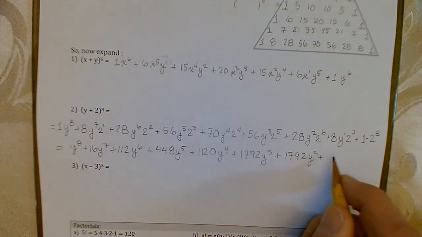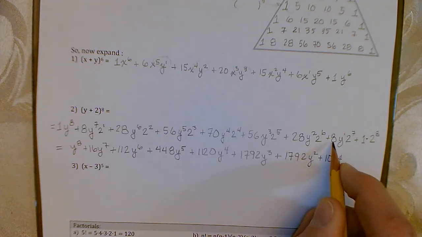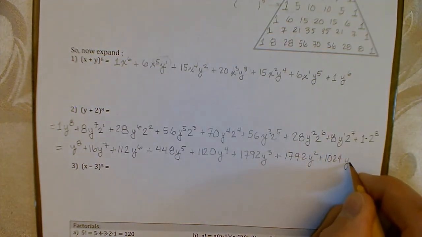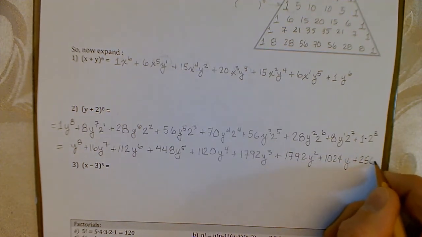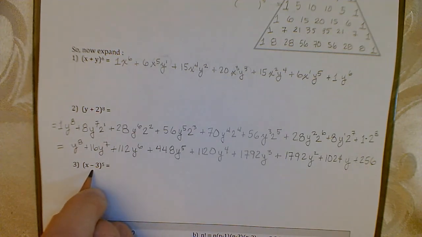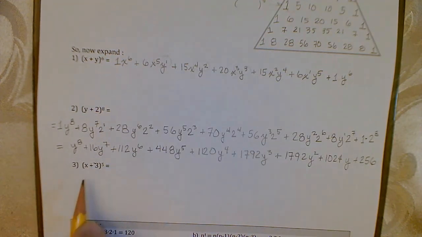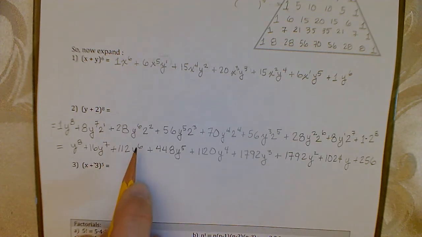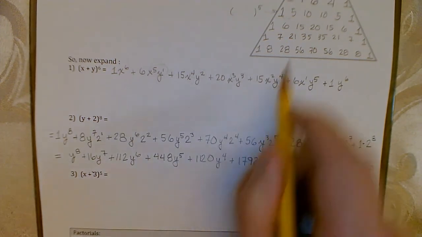plus 1,024, which is 2 to the 7th times 8, and then that's just y, and then finally 2 to the 8th is 256. All right? So try the next one. It's a little bit trickier. It'd probably be helpful if you think of this not as x minus 3, but x plus a negative 3. The negative has got to be part of the thing that's being raised to the power every time. So try that one.